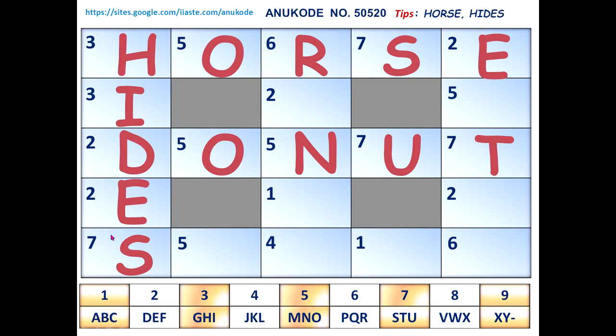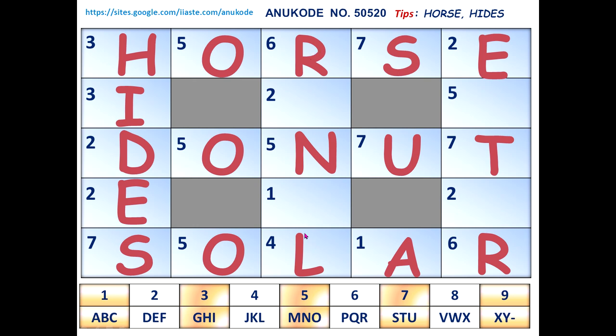Now, for this other word that begins with S, we have a 5 following that, which means M, N, or O. I pick an O. And then for 4, I pick an L. And then for 1, I can only pick A. The only possibility is A. And for 6, the only possibility here is an R. That gives us the word solar.